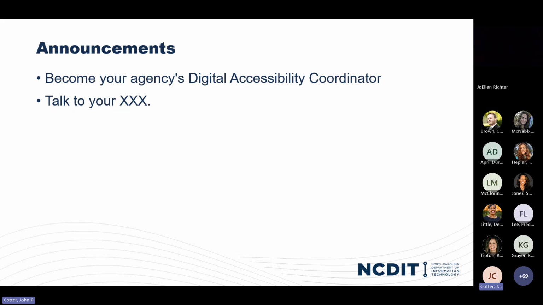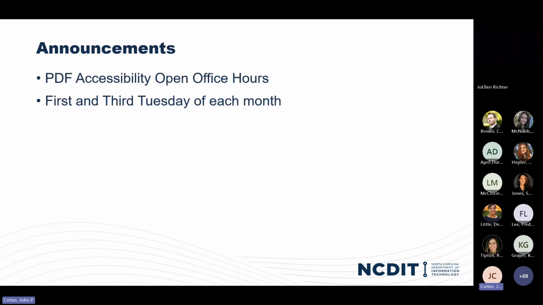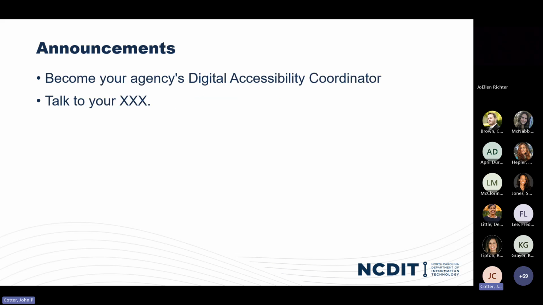Another thing that's really exciting is that we have this initiative to put a digital accessibility coordinator in every agency at the state to help meet that deadline. And so this email went out to agency CIOs, right, Amy, saying that please name a digital accessibility coordinator. And we want you all to fill that role if you can. So I put XXX here. That should say talk to your CIO.